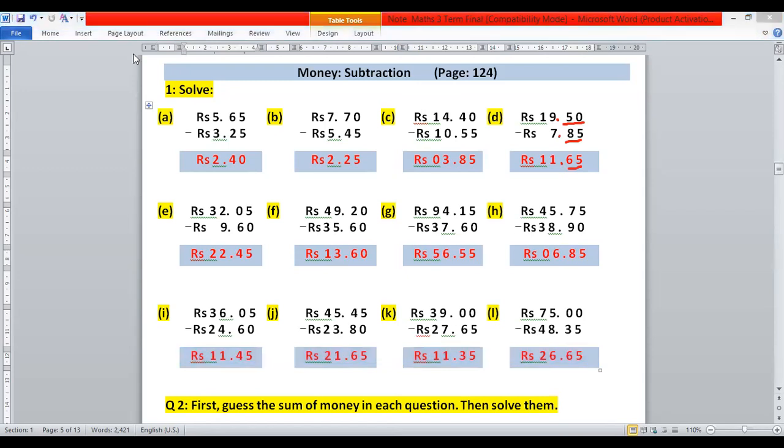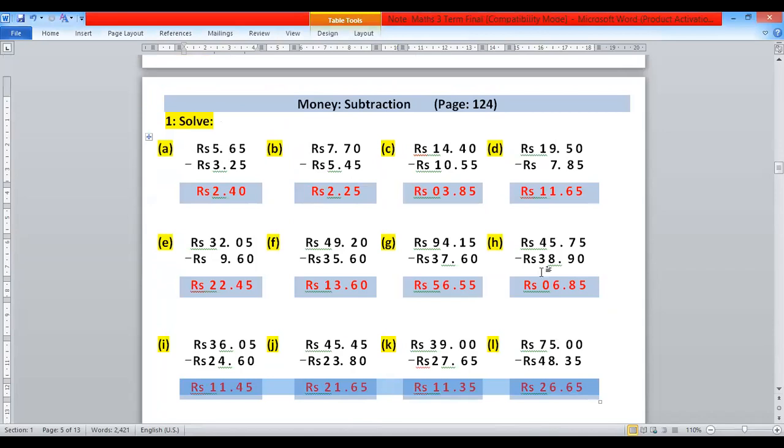So this is your homework, and here I'm going to explain the last one, part I, Rs 75.00 minus 48.35. First I'm going to write these numbers without the point. So first we consider 7,500 and 4,835. And first we start from the first column. In the first column we have 0 and 5. Upper digit is 0 and lower digit is 5. So we cannot subtract 5 from 0.